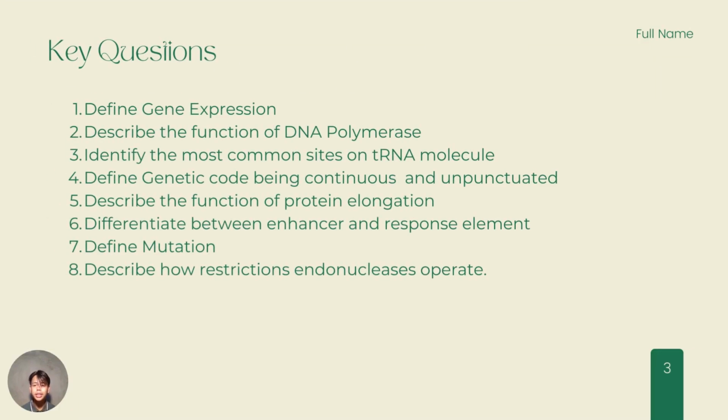So, at the end of our discussions, students are expected to answer the learning outcomes. First is to define gene expression, describe the function of DNA polymerase, identify the most common sites on tRNA molecule, define genetic code as continuous and unpunctuated, describe the function of protein elongation, differentiate between enhancer and response element, define mutation, and lastly, describe how restriction nucleases operate.